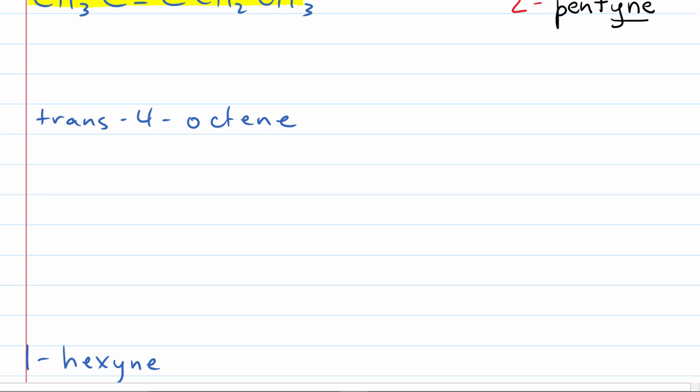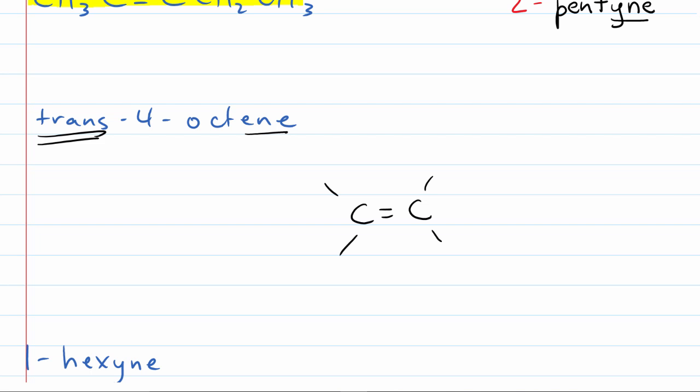This one has a suffix. Now we're coming up with the structure. It has a suffix of ENE. What does this suffix mean? Double bond. So we always start, especially when we want to show the difference between cis and trans, with this kind of backbone right here. How many carbons are going to be in this alkene? 8. There's going to be 8. And this double bond is going to be located in slot number 4.